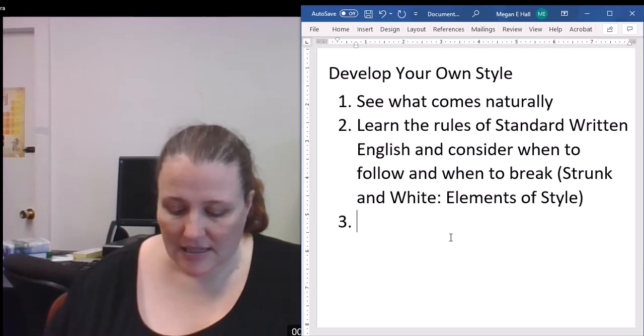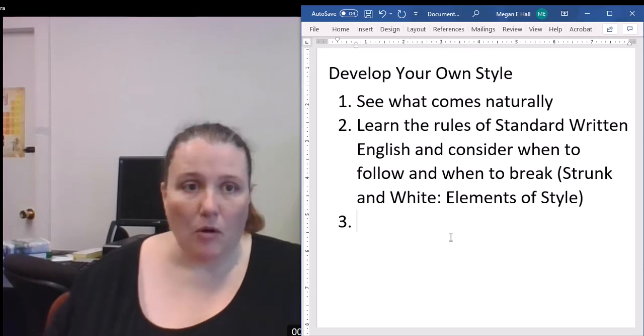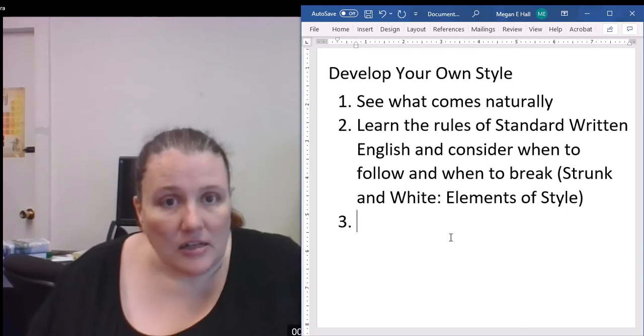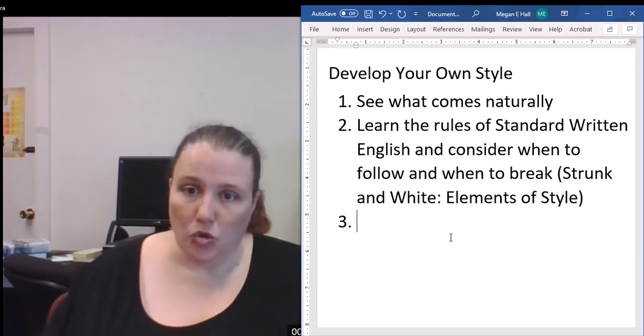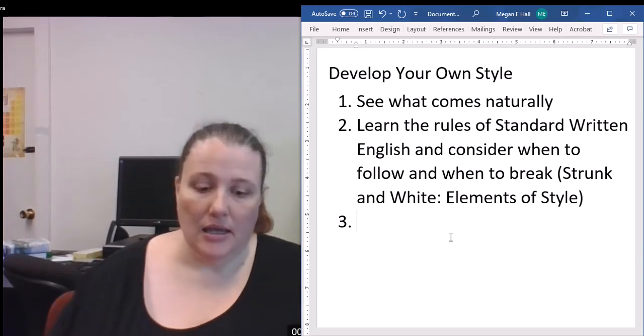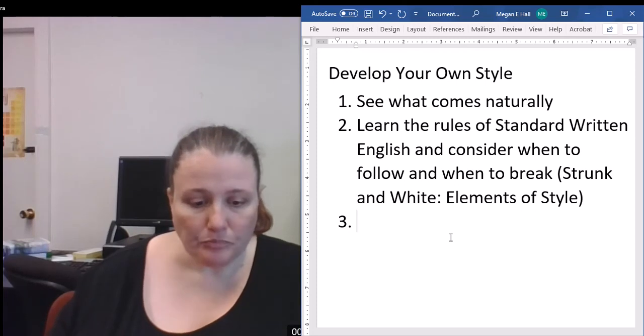You don't want to have sentence fragments for no reason. Think about Cormac McCarthy. He has sentence fragments, but they're adding to that story and they're part of the style that he has decided to use for that book.